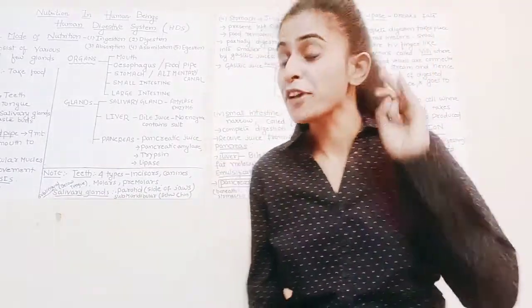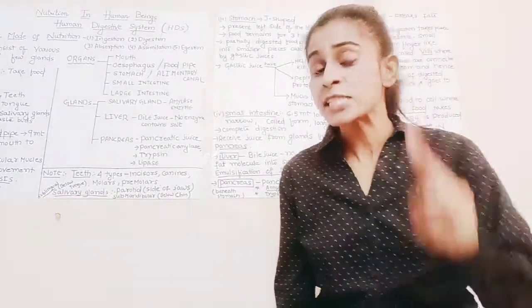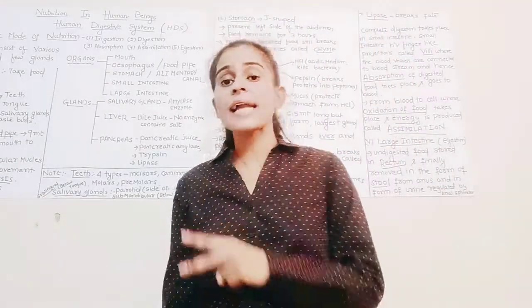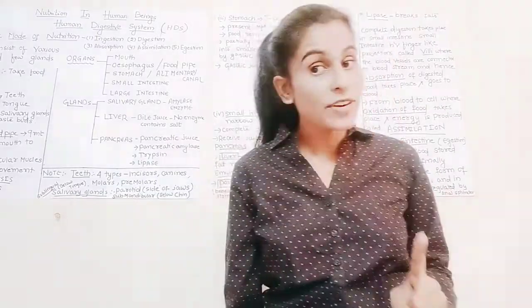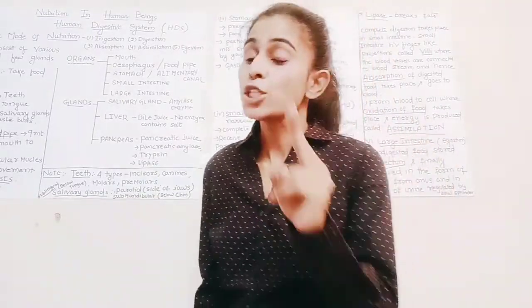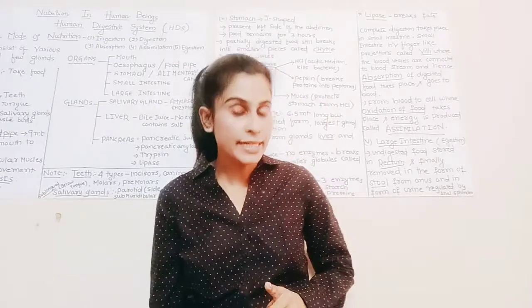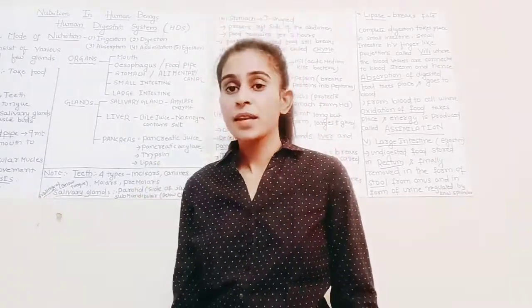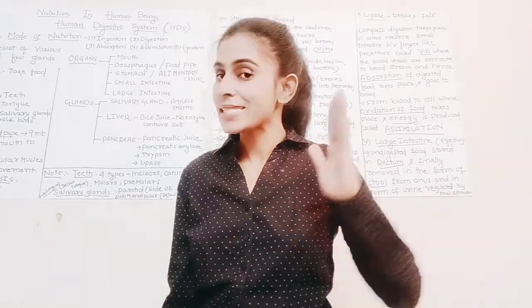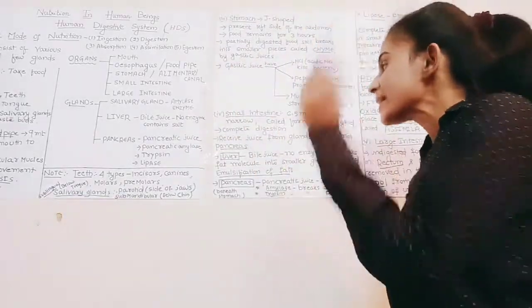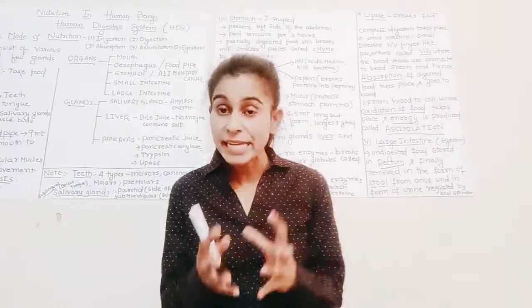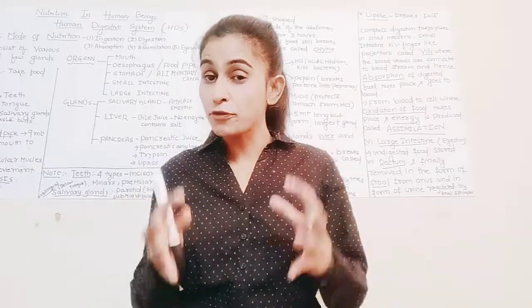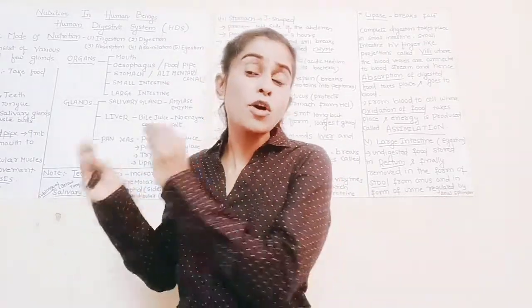From which two glands does the small intestine receive juices? That is your liver and pancreas. The liver secretes bile juice. Remember one important thing: bile juice doesn't contain any enzyme. Bile juice is secreted by the liver, and it helps in breaking the large fat molecules of the food into smaller globules.